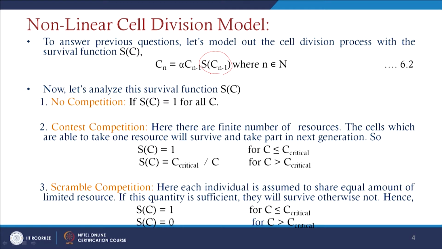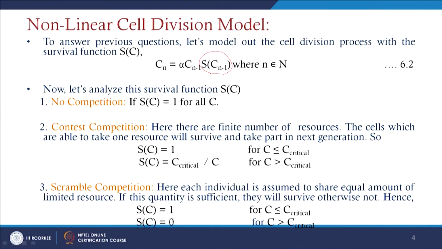Now, let us analyze the survival function S(C). First, no competition. We will have sufficient food for all the cells. So, each cell can find food and there will be no dying of cells. In that situation we can consider S(C) equals 1, and we can assume Cn equals alpha Cn minus 1, that is the natural model or the linear model, whatever we got, for all C. The second case is a contest competition.